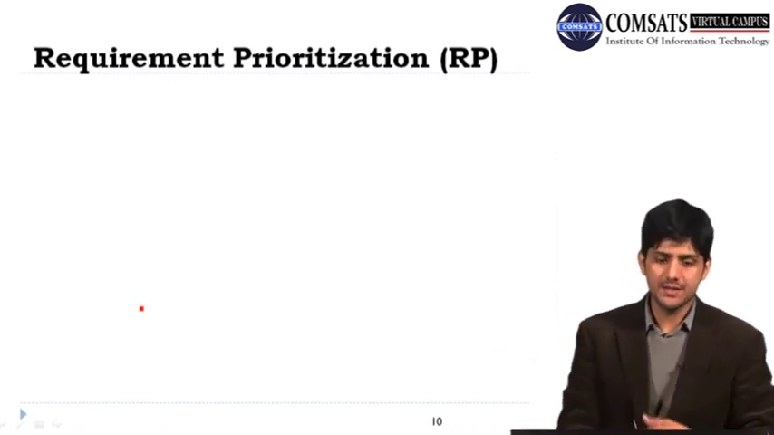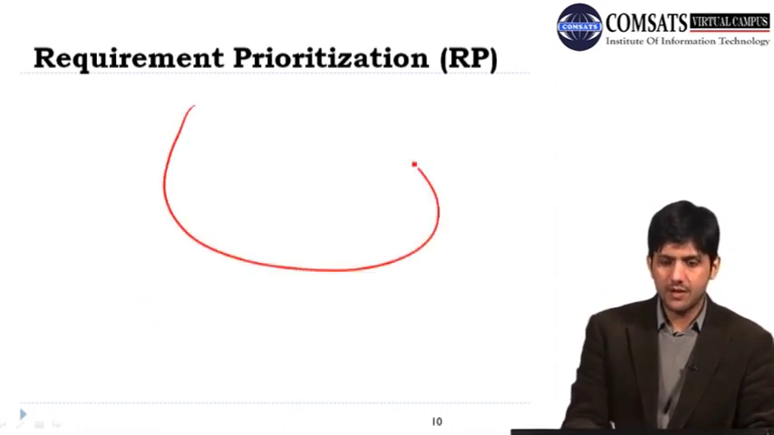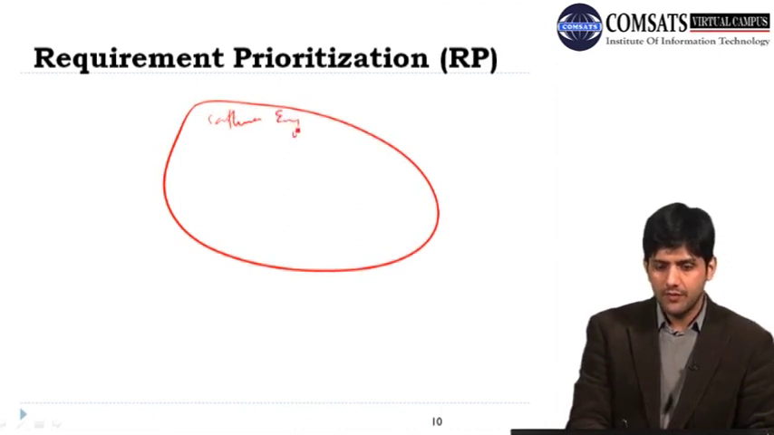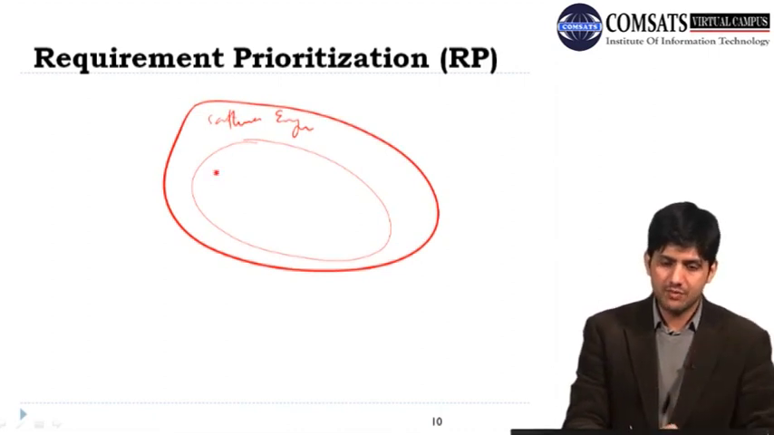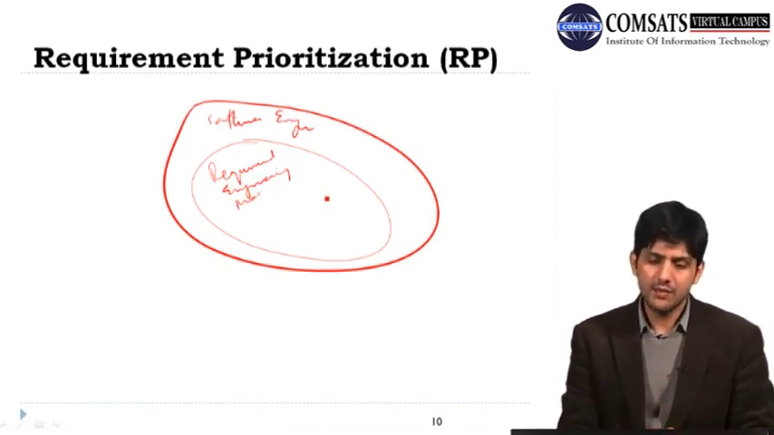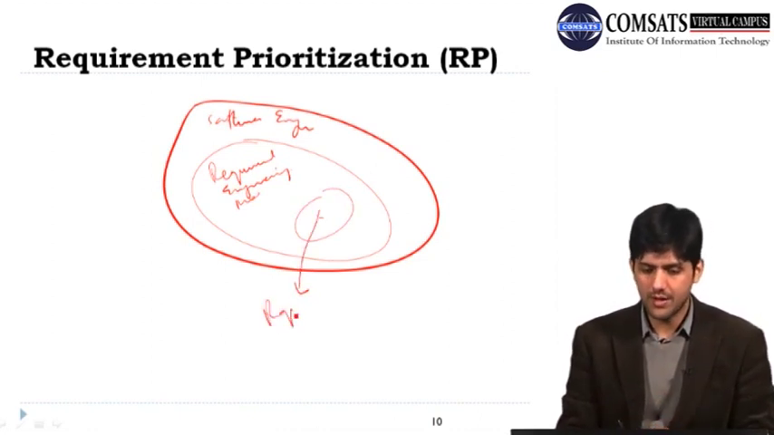the requirement engineering process. For example, if this is the big circle that we call software engineering, then within software engineering we have a big process which we call the requirements engineering process, which is basically the title of this course of ours, requirements engineering. And within requirement engineering, somewhere lies this thing which we call requirement prioritization.